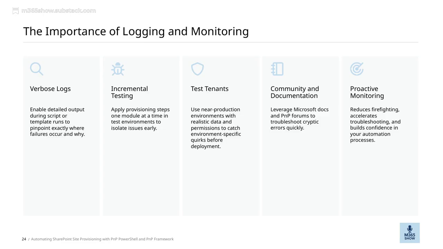And don't forget about detailed output during script runs. Enabling verbose logging allows us to see exactly where failures occur and understand the why behind them. This detailed insight is crucial for troubleshooting efficiently. All these practices, monitoring, community resources, realistic testing, incremental deployment, and detailed logs, tie together to build confidence in our automation processes. They ensure we can deliver reliable, error-resistant SharePoint provisioning every time.